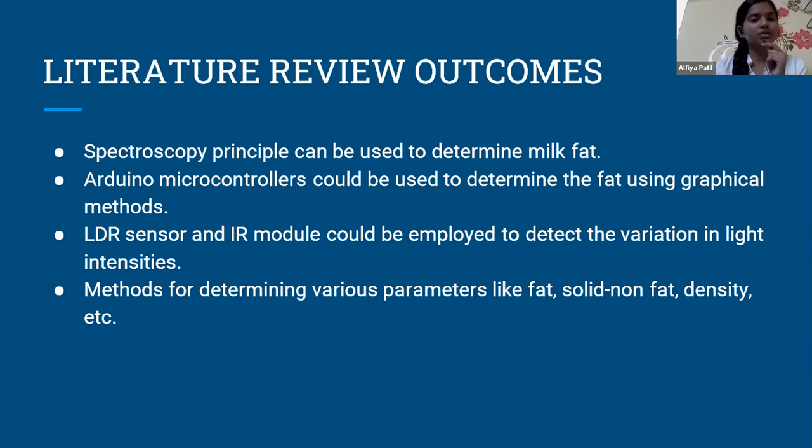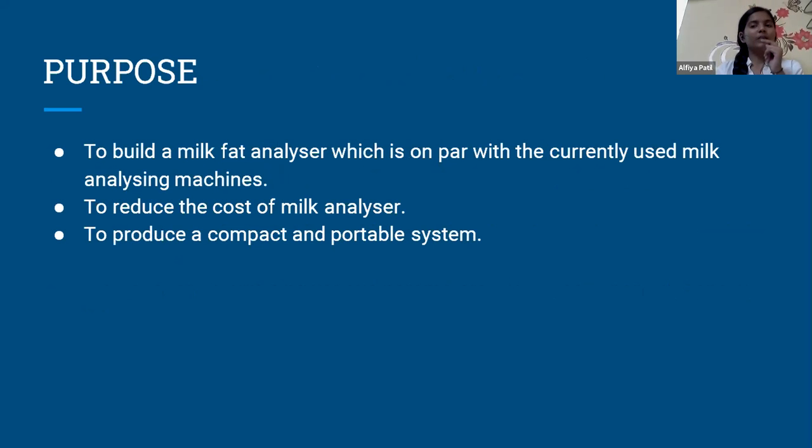And regarding the selection of sensors, we read about the usage of LDR sensor and IR sensor for the spectroscopy experiments that were done. Apart from that, we learned about various different methods of measurement of fat, which include the Gerber method, which is a chemical testing method, and the ultrasonic testing method. Now the ultrasonic testing methods, which are generally used in the market, are the reason why the fat analyzers cost in lakhs.